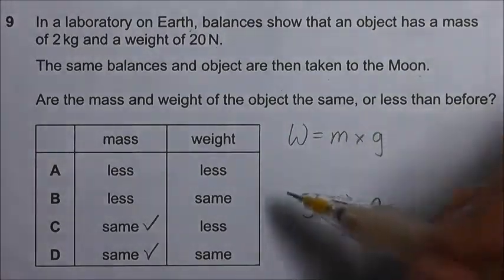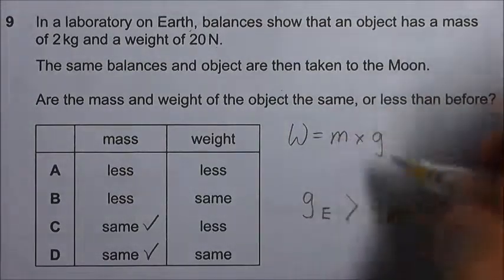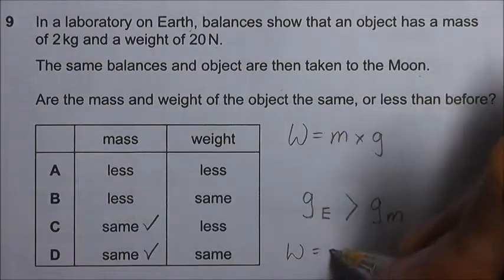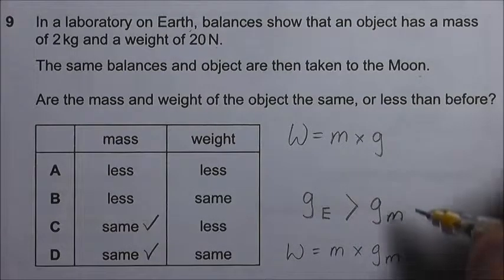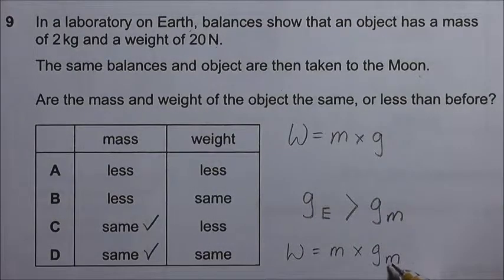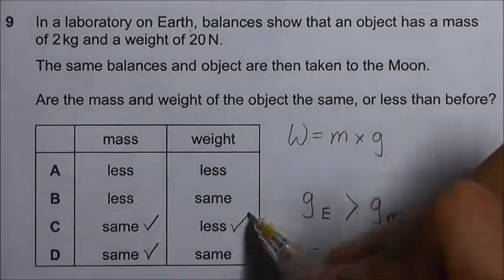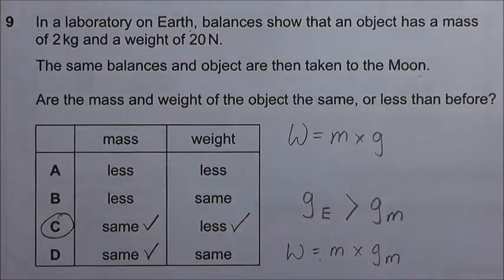So the weight on the Moon will be the mass multiplied by the gravitational field strength of the Moon. Since the gravitational field strength of the Moon is lesser, the weight will be lesser. So the answer is C.